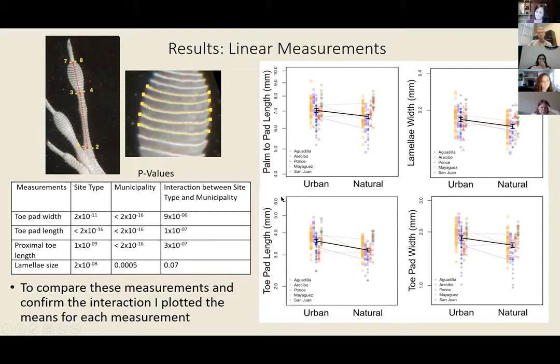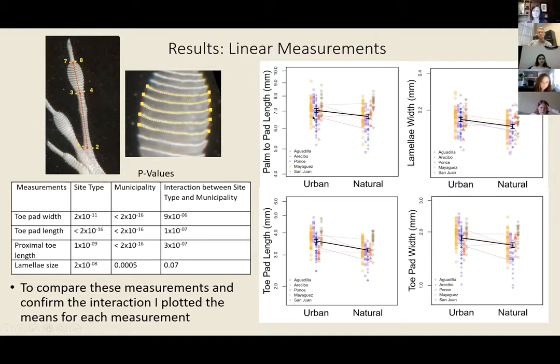So also site type and municipality, all of those were significant. So over here looking at the graph, we have urban on the left, natural on the right. In the black with the error bars, they're 95% confidence intervals around the mean. And then lines to connect the means for urban and natural. And then on the y-axis, you have the measurement in millimeters, and the y-axis is natural log transformed. So that's why it doesn't increase in an incremented scale.